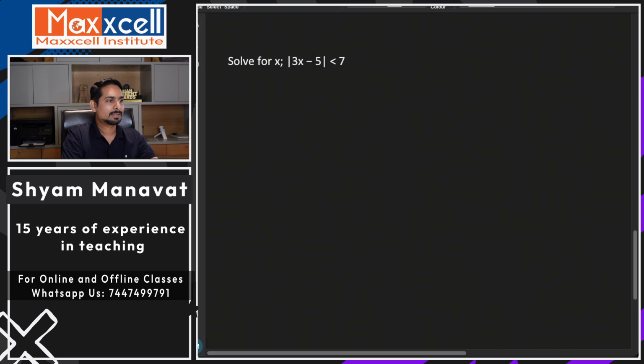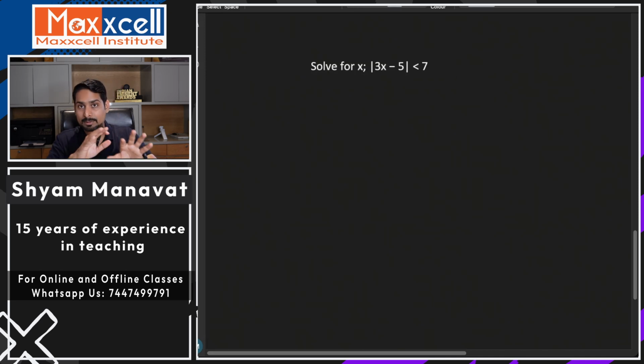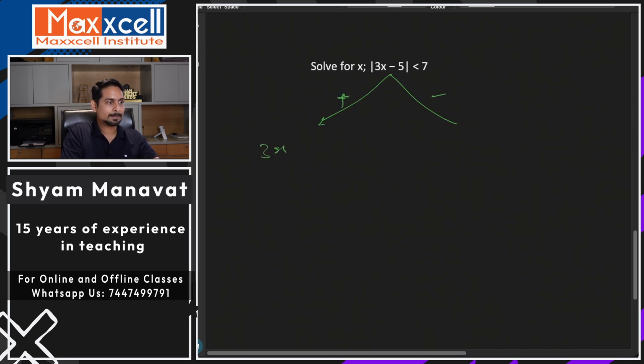So we got another question with modulus sign. If you want, you can pause the video and try solving it by yourself. So what do we do? When we want to remove the modulus sign, we take the positive and the negative. Then with positive, I got 3x minus 5 less than 7 as it is. With negative sign, I have minus of 3x minus 5 less than 7.